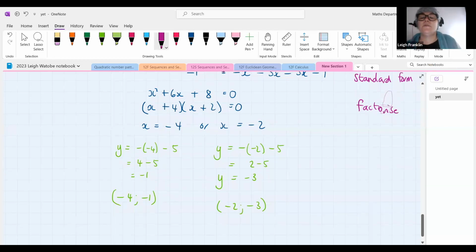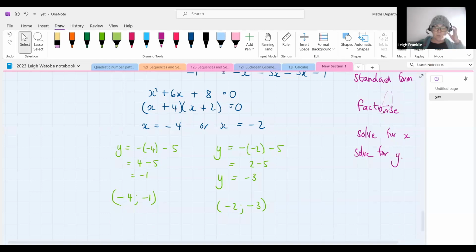After standard form, we're going to factorize, solve for x, and solve for y. Are there any questions, grade 11s? Any questions on what we've done?